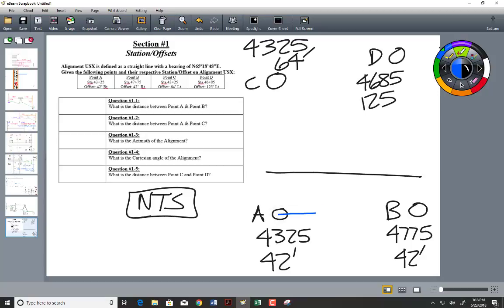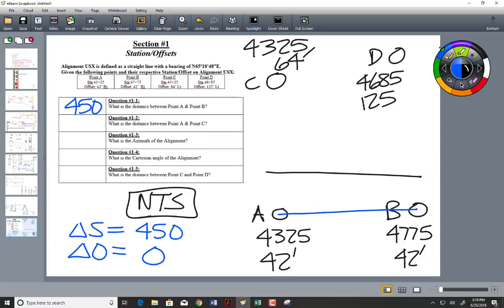We have the A and B right here. They're the same offset from the line, right? They're not sloped any different way. So my change in station is equal to what? 4775 minus 4325 is what? 450. My change in offset is how much? 0. So what's my distance? 450. If you wanted to take the calculator and take 450 squared plus 0 squared and take the square root of it, you'll get 450.